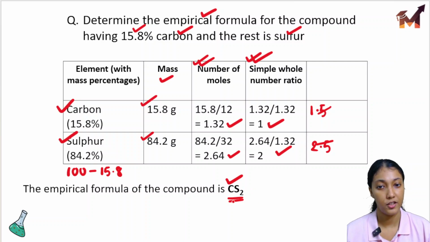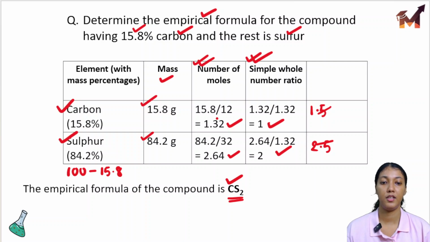So this was another question जिसमें आपको सारे steps carefully solve करने पड़ेंगे and then you will reach the ratio and then you can just find the empirical formula. अगर molar mass दिया होगा तो you can find out the molecular formula also.